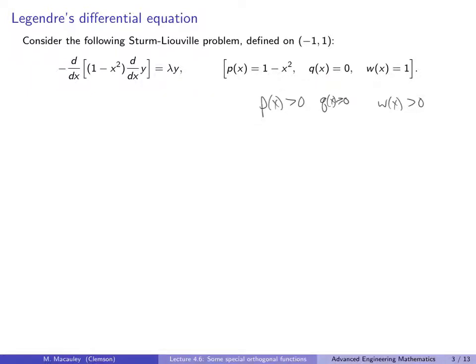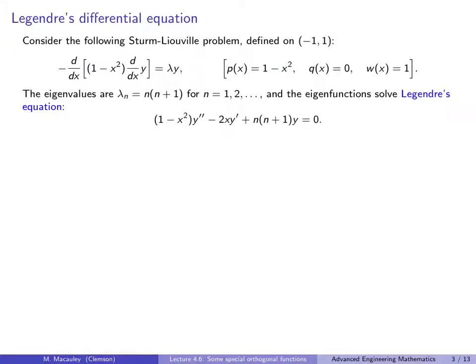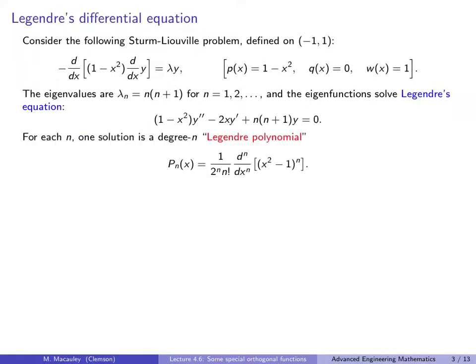Okay, so this is a Sturm-Liouville problem defined on the open interval, because on the endpoints, p of x is 0. The eigenvalues of this Sturm-Liouville problem are n times n plus 1 for positive integers, and the eigenfunctions are solutions to this ODE, and if we plug this in for lambda, we get what's typically known as Legendre's equation, which I showed you in the previous slide, and here it is.